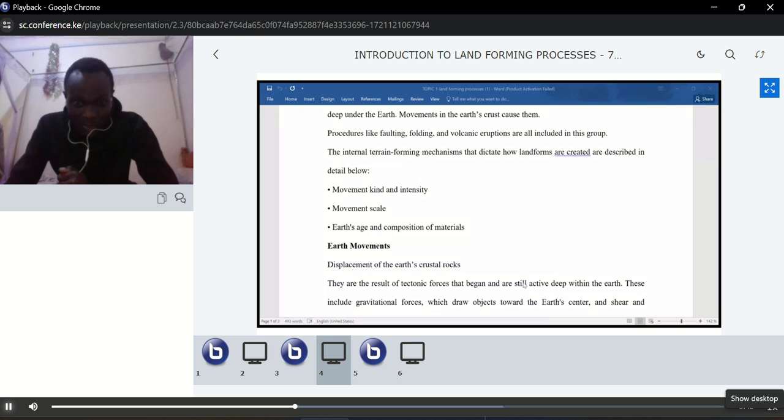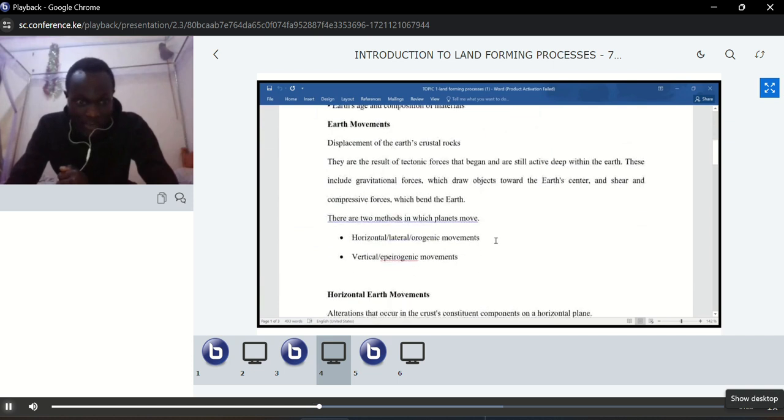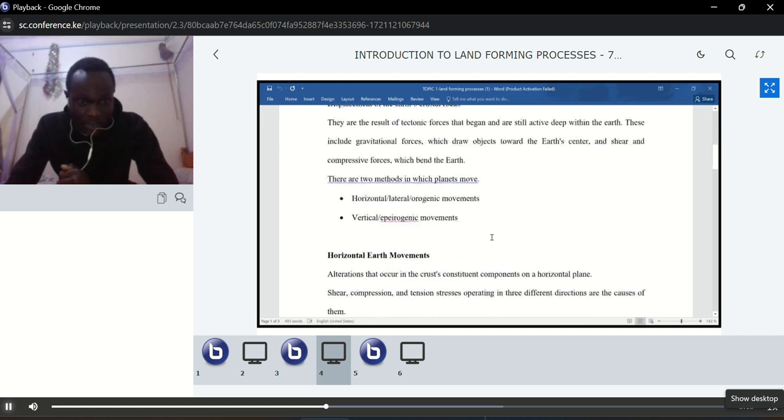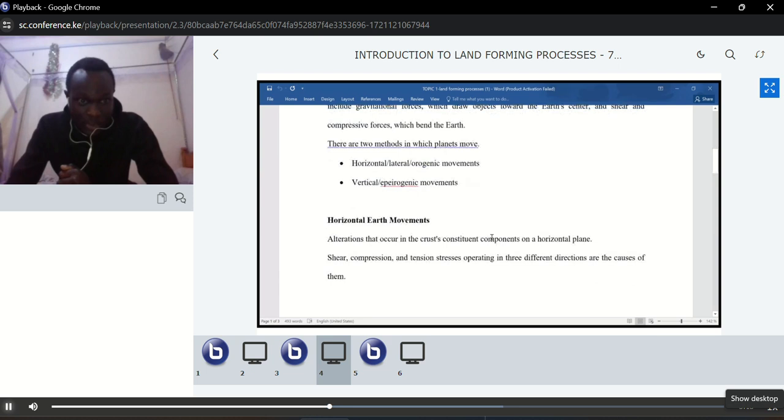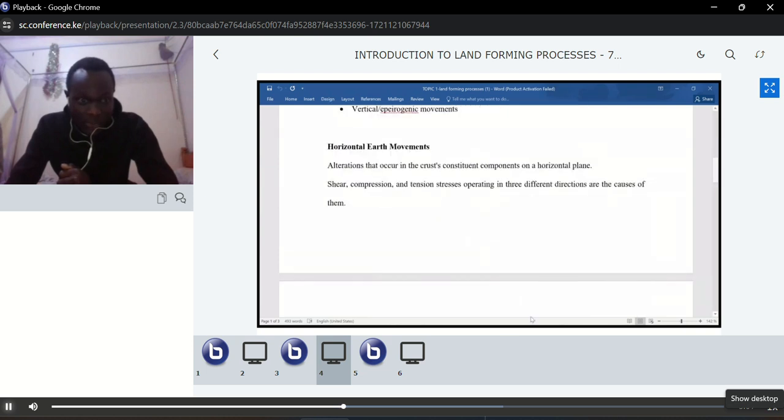Earth movements involve the displacement of the Earth's crustal rocks, and they are the result of tectonic forces that began and are still active deep within the Earth. These include gravitational forces, which draw objects toward the Earth's center, and shear and compressive forces which bend the Earth. There are two methods in which the Earth's crust moves. Number one is the horizontal or lateral, or orogenic movements. Number two is the vertical, or epeirogenic movement. We start by discussing the horizontal Earth movements.